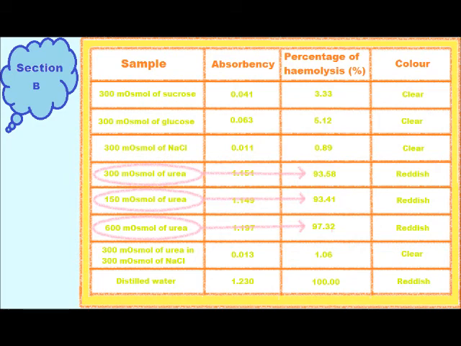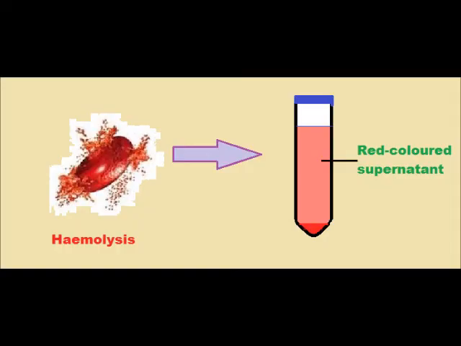As for 300 milliosmol, 150 milliosmol, and 600 milliosmol of urea, the percentages of hemolysis are 93.58%, 93.41%, and 97.32% respectively. The high percentage of hemolysis of the red blood cells proves that the solutions are hypotonic to the cell. They are penetrating solutes, which means that they cannot hold water. They enter the cell, make it swell, and eventually burst. This will make the supernatant turn red in color.